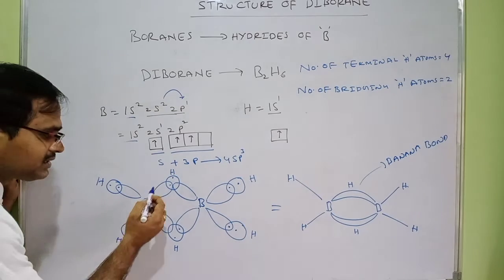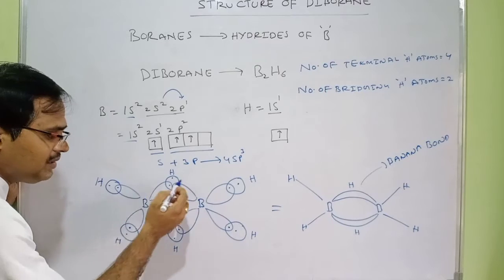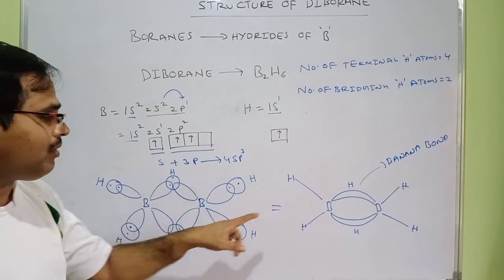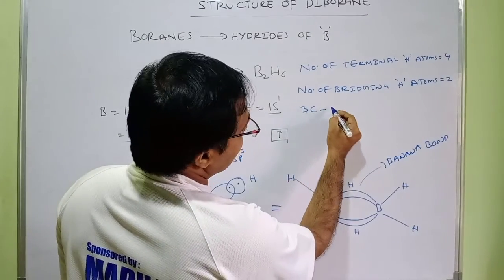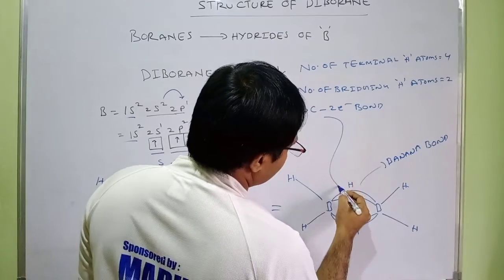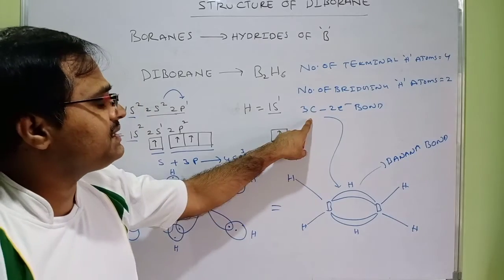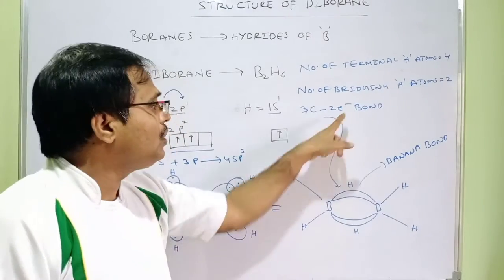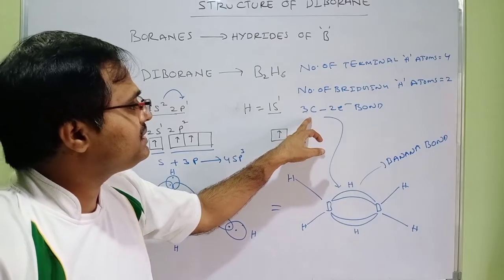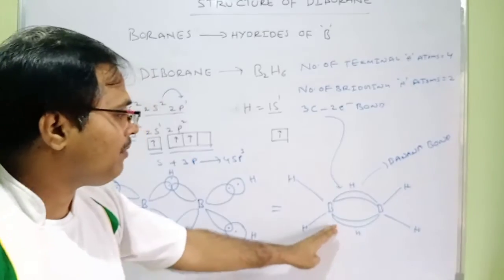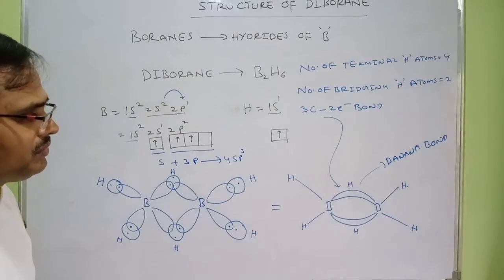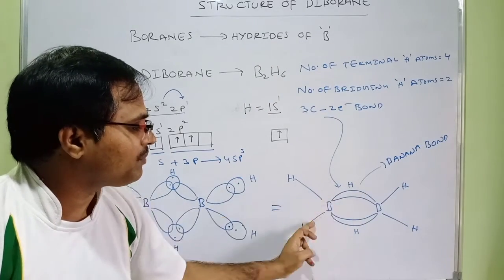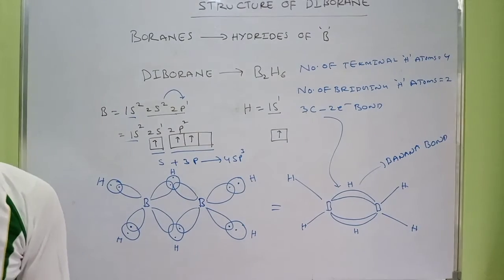Look here. How many centers are there along the bridge? 1, 2, 3. And these three centers are connected through how many electrons? Two electrons, right? That's why the banana bond is also known as three center two electron bond. Why is it labeled like that? Because three centers are connected through two electrons. Therefore, it is labeled as three center two electron bond. So you have four terminal hydrogens, two bridging hydrogens, and the bridging or banana bond is also labeled as three center two electron bond.